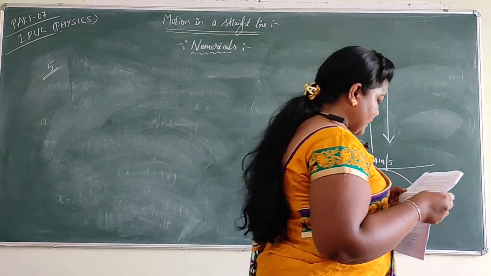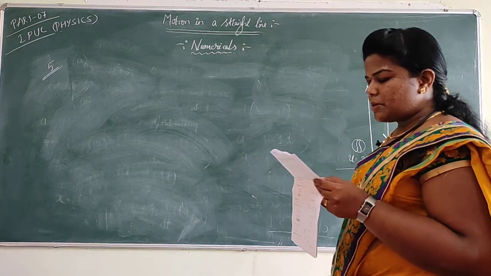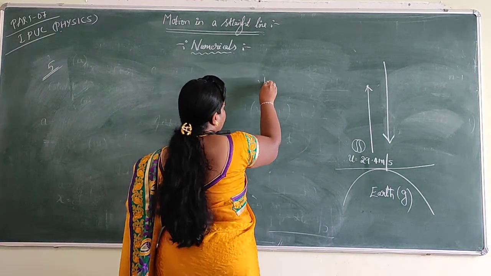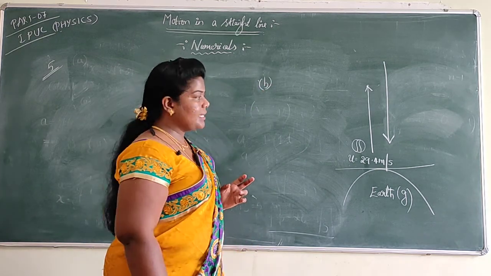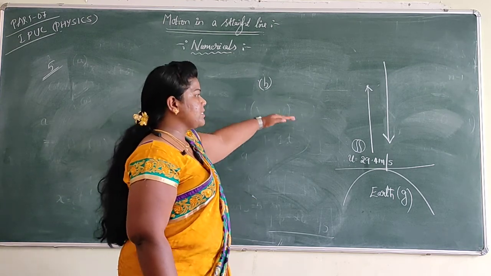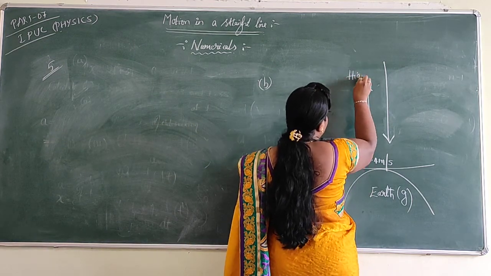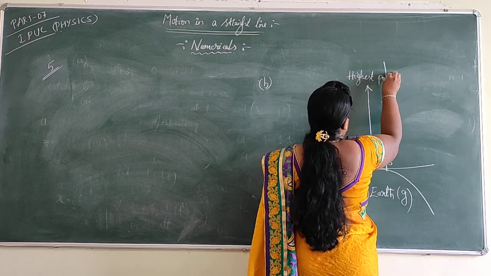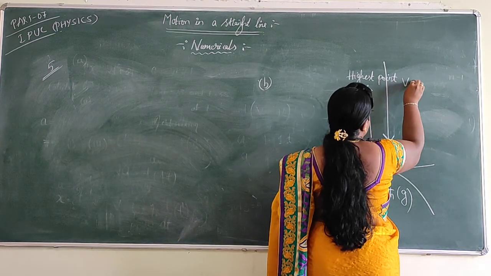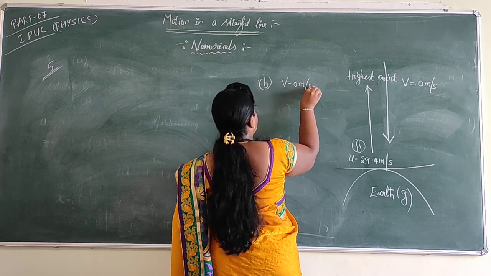And question B was like this. What is the velocity and acceleration at the highest point of its path? I am solving question B now. We should calculate the value of velocity at the highest point. Assume that I just threw a ball and it has reached some point, say this is the highest point. When the object reaches the highest point, you know that the velocity is always 0. So at the highest point, the velocity is 0 meter per second.